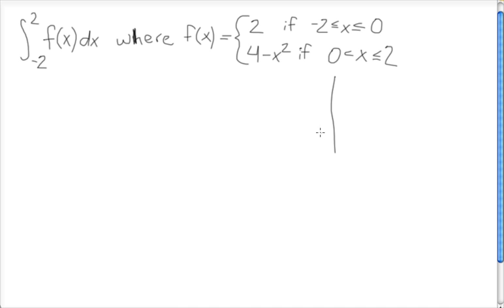So if we were to graph this, we're looking at -2 as an important value, 0 as an important value, and +2 as an important value. The question is telling us that between -2 and 0, the function behaves as the line f of x equals 2, which is the same as y equals 2, which means you really have this line here. So from -2 to 0, you have that line.